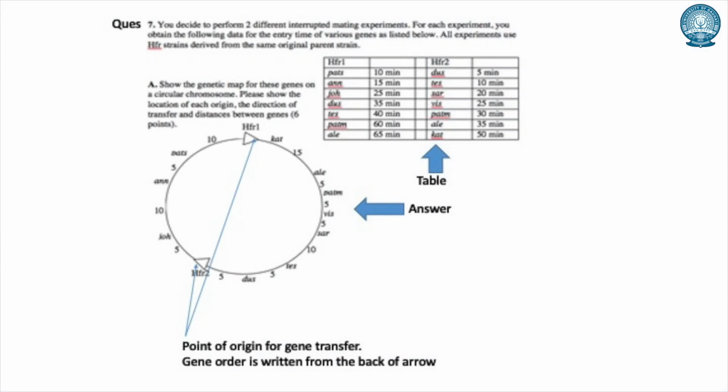In this slide, a table is shown where two different strains, HFR1 and HFR2, are used to map the following genes. You can see the genes like Pat, Dus, Tess, Joe, and others. These are the genes, and the time is given with them. If you take HFR1 as the origin point of transfer, the first leading gene will be Pat, which enters the cell in 10 minutes. After that N, which enters the cell in 15 minutes. Similarly Joe, from the origin point, enters the cell in 25 minutes.